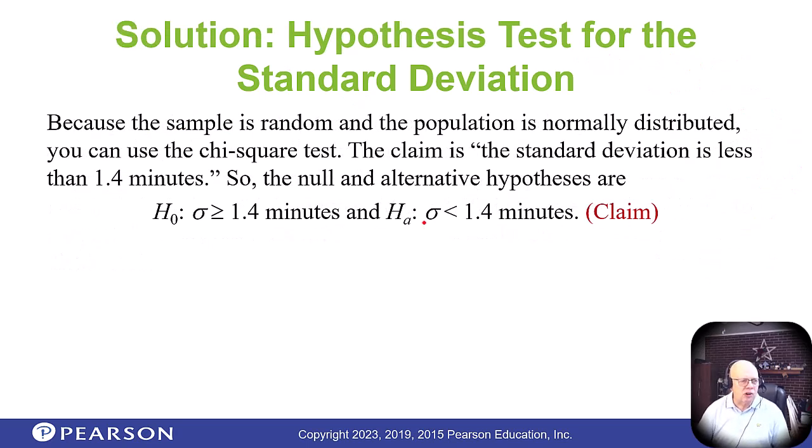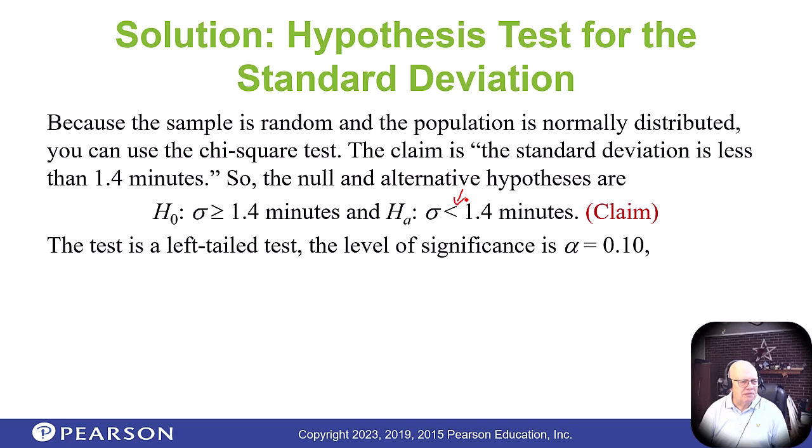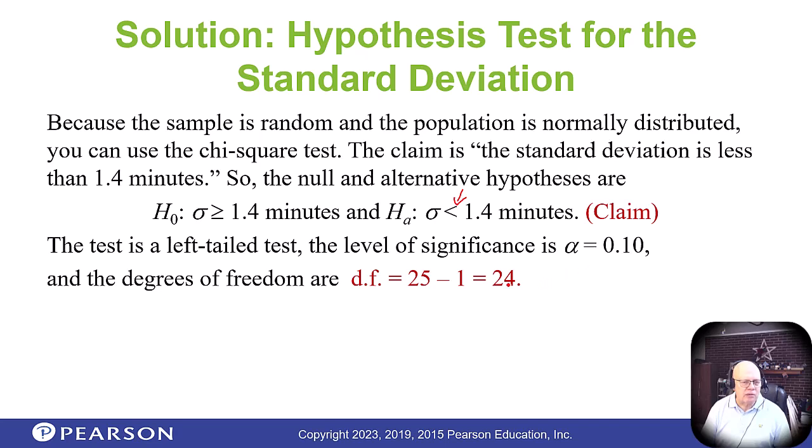All right, there's our null and there's our alternate hypothesis. The claim is the alternate. It's a left-tailed test. Level of significance 0.10. Degrees of freedom 24. You're good at degrees of freedom, right?